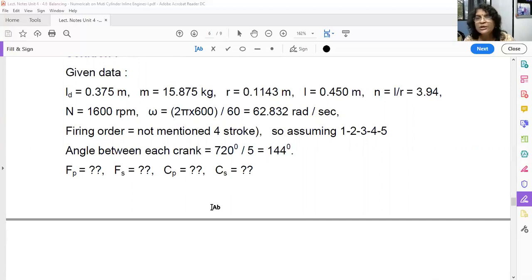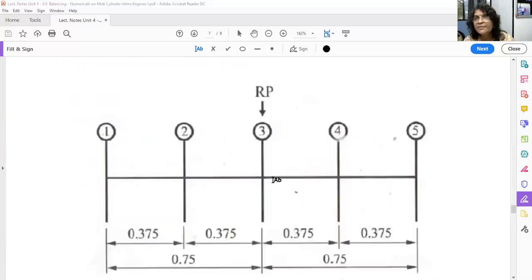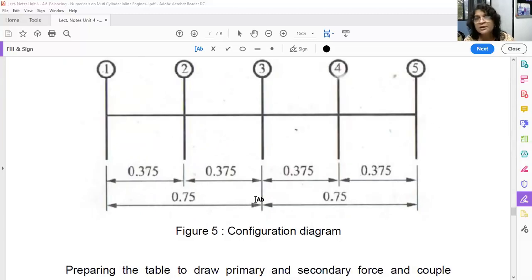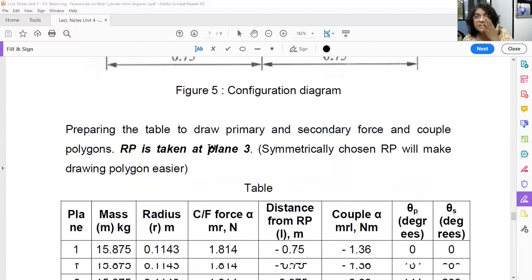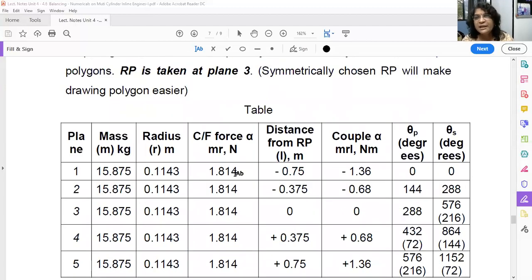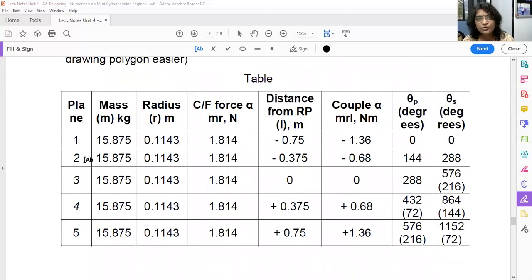Okay. So let us draw this configuration diagram. As I told you, you have to always select the reference plane such that it will maintain the symmetry. So by taking reference plane at cylinder number 3, the forces will be symmetrically arranged. Okay. So let us prepare the table. There are 5 planes, 1, 2, 3, 4, 5. What are the masses for each plane?